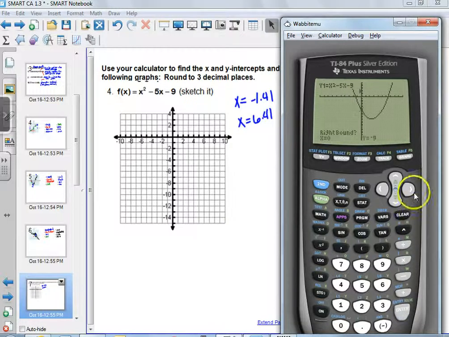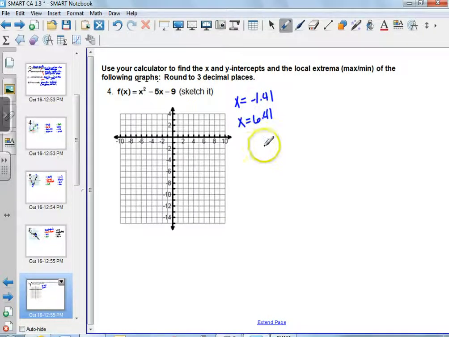Okay, I'm already left, that's good. Go to the right of your minimum. And then enter one last time, and you need to write down the entire ordered pair of 2.5 comma negative 15.25. You have all those things.